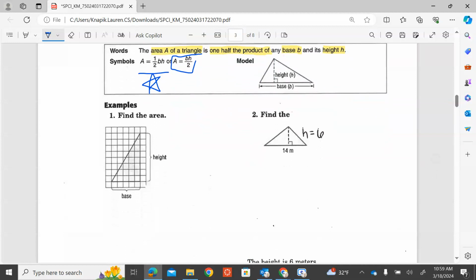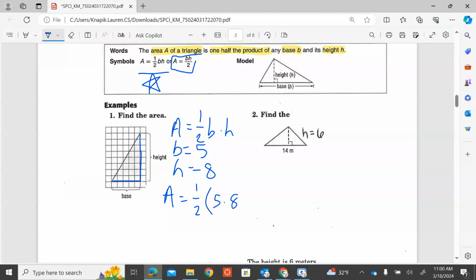First one. This one doesn't necessarily give us our formula. We just have to remember our formula is area equals 1/2 base times height. All right, so first thing, your base is 1, 2, 3, 4, 5. And we got to find our height. It's a little bit of a wonky H. Redo that, because I know you guys will make fun of me later. All right, our height is 1, 2, 3, 4, 5, 6, 7, 8. Now we're just going to plug in what we know. Area equals 1/2 of 5 times 8.